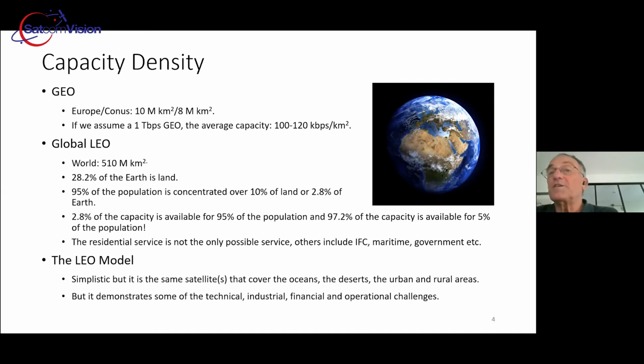Now, that model is a bit residential centric, because beyond residential, there's also aeronautical services, maritime, and governmental services. The model, as you can see, is a bit simplistic, but it highlights some of the challenges that we face with the LEOs, specifically in the technical, industrial, financial, and operations channels.